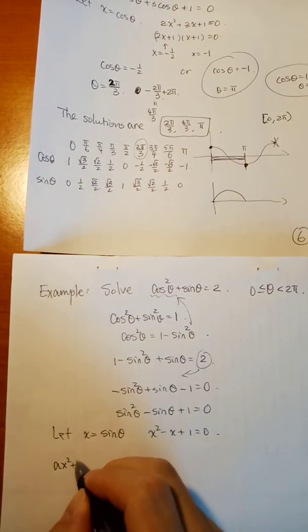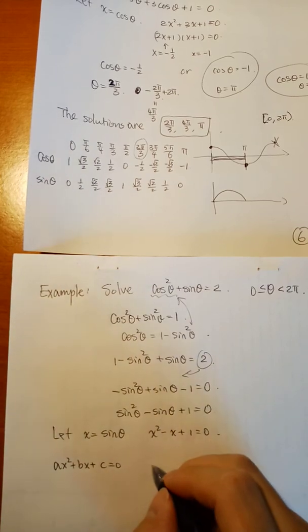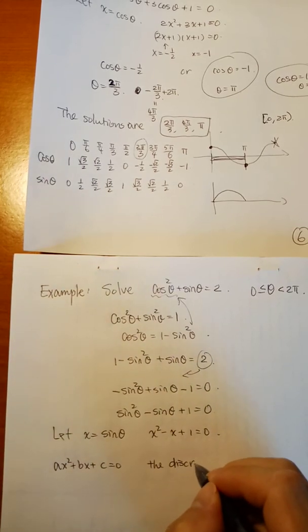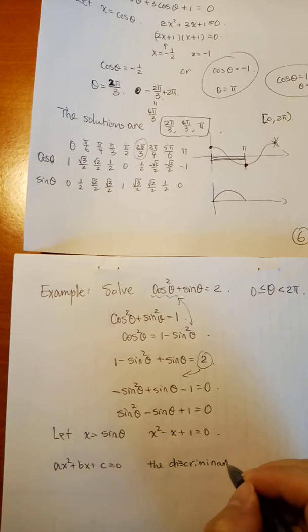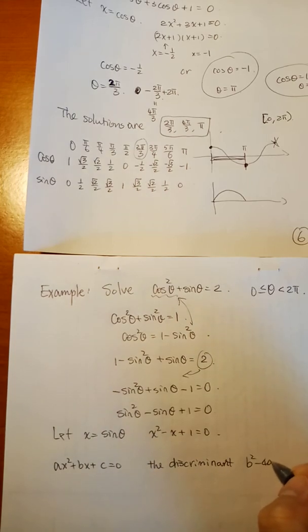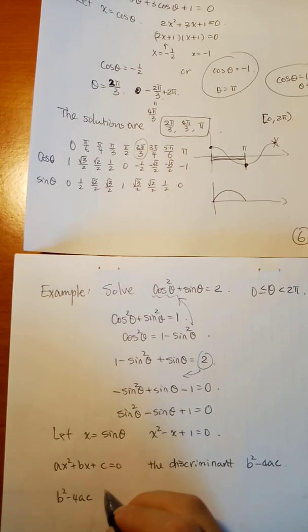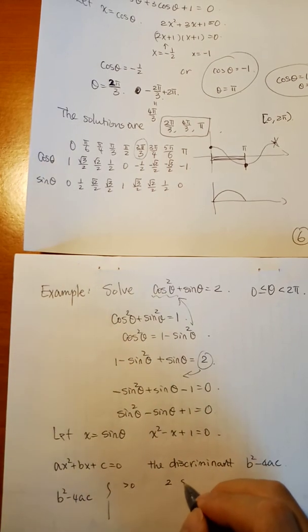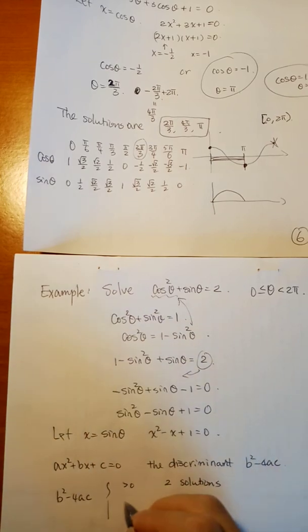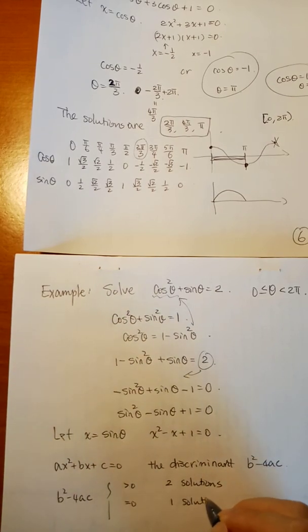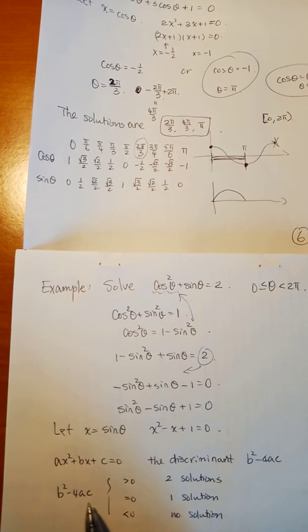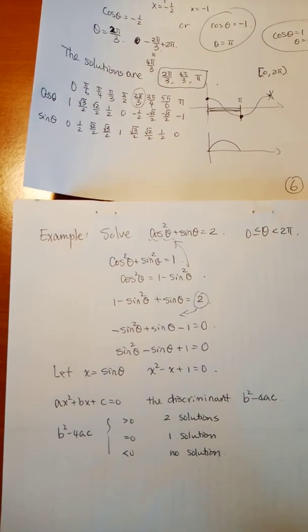Remember that for ax squared plus bx plus c equal to 0, the discriminant is b squared minus 4ac. We have 3 cases. If it's greater than 0, 2 solutions. Equal to 0, 1 solution. Less than 0, no solution. The discriminant b squared minus 4ac gives us 3 cases.